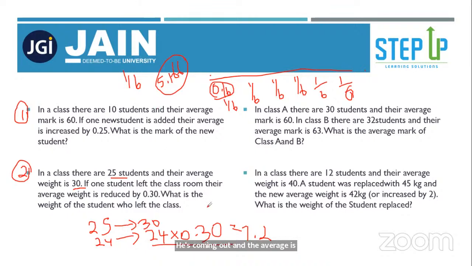That means the weight of the student who left, how much? It should be more than the others. So I have to add. Got it right? The student who left, this, okay. Did you get that?